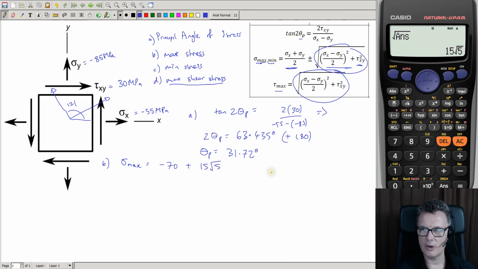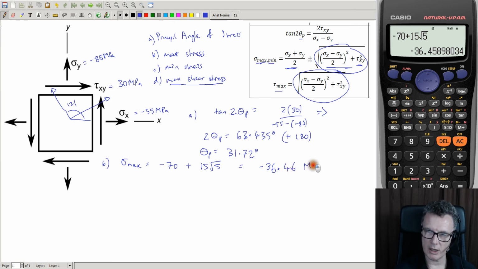Okay, so that's going to be the plus. So we have minus 70 plus 15 root 5. And that gives me minus 36.46, I'll do 2 decimal places, megapascals. Let's look at the minimum one.